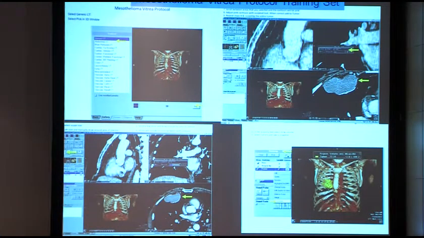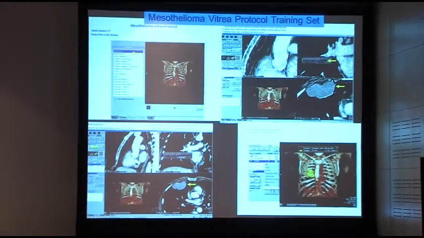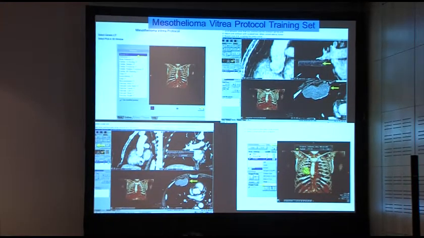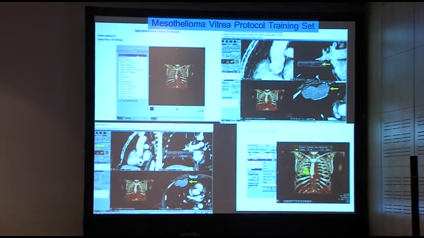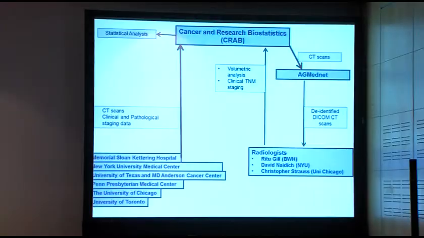A PowerPoint slide was created describing the methodology and was circulated among all the readers. Five cases were selected for a training session, and then a webinar was arranged, and all the radiologists went through a training session prior to scoring these cases.